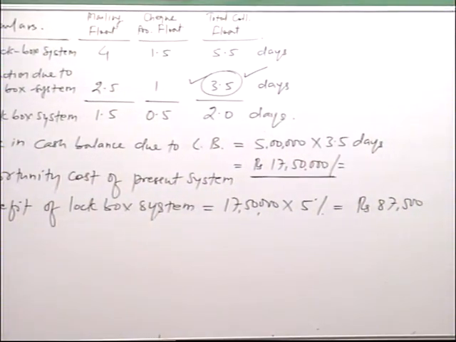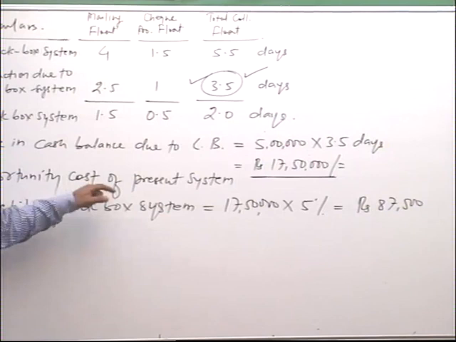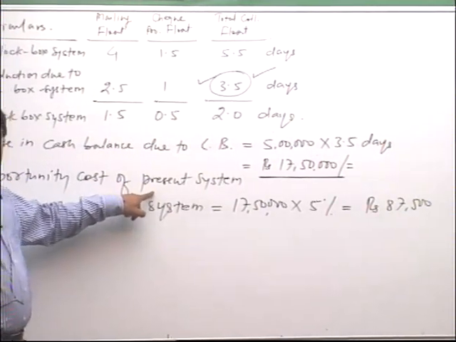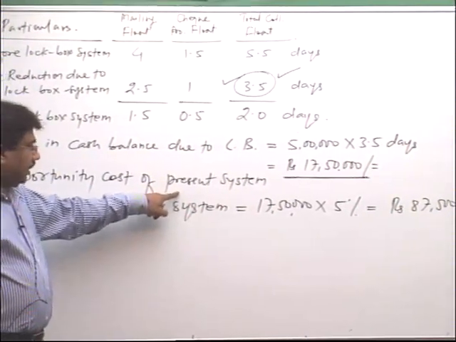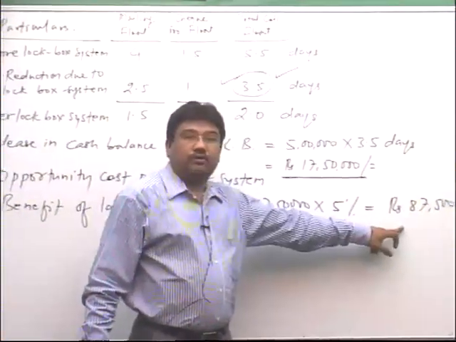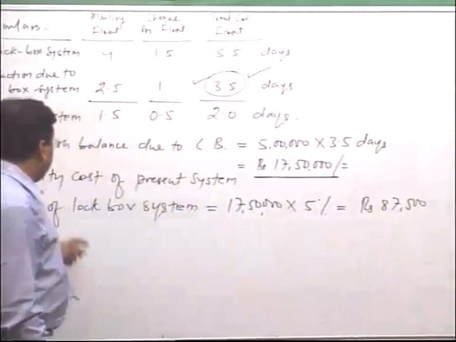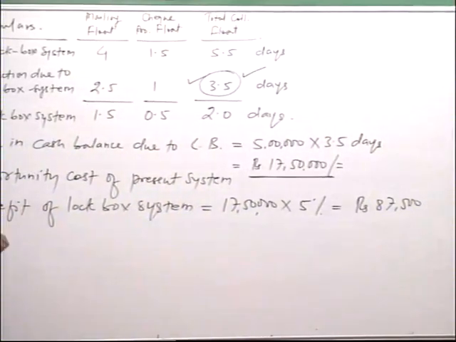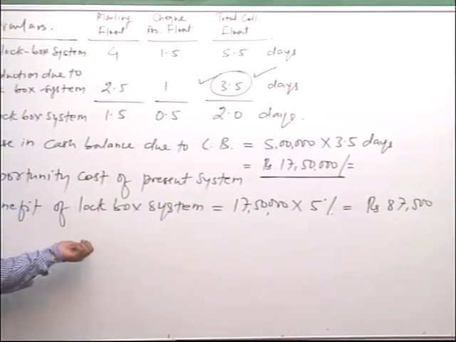So on an average we are losing 87,500 per month if we follow the present system, that is central billing system. But if we adopt lockbox system, then we are able to save this much of interest. So whatever is the loss of present system becomes the benefit of lockbox system.